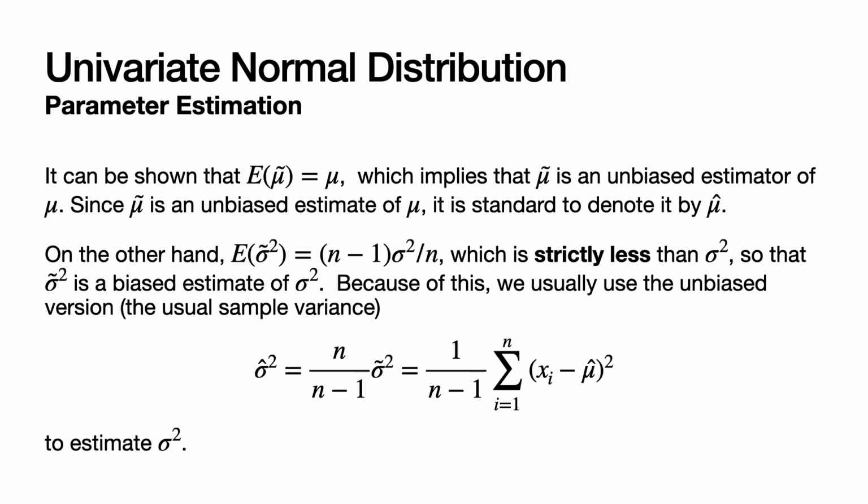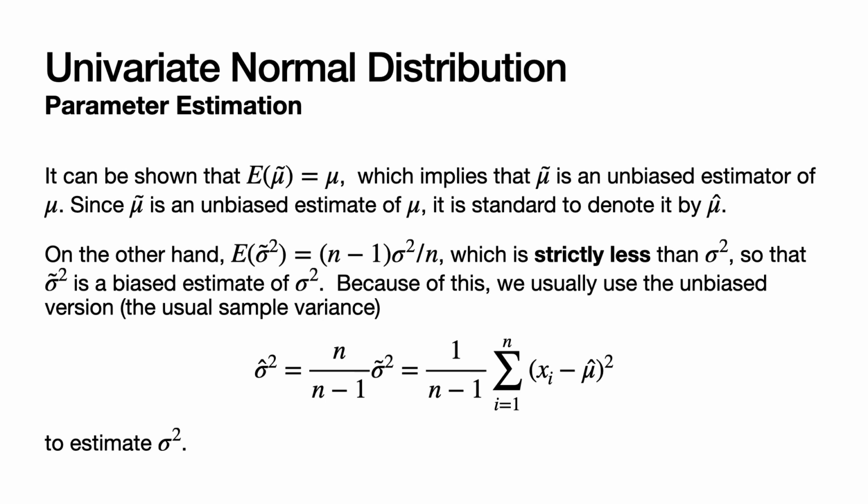Now, on the other hand, the expected value of sigma tilde squared is equal to n minus 1 times sigma squared over n. Another way to write that would be n minus 1 over n times sigma squared, and that is strictly less than sigma squared. So the expected value of sigma tilde squared is not equal to sigma squared. It's a little bit less than sigma squared. And because of that, sigma tilde squared is biased as an estimator of sigma squared. Because of this, we usually use the unbiased version of the sample variance as an estimator of sigma squared.